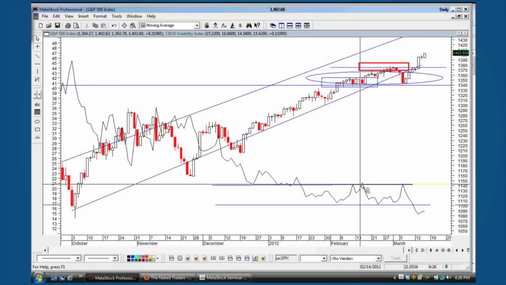So that's one level of your top-down analysis that you're taking a look at. That's the overall broader markets. So hopefully that was helpful for you.